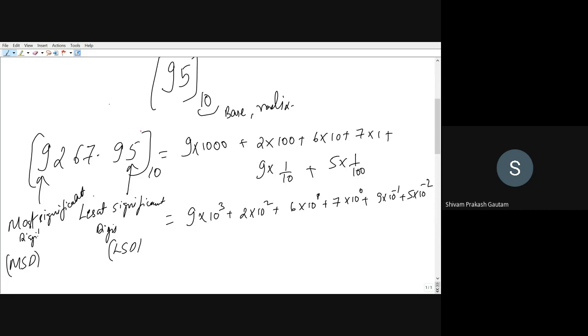With this way of bifurcation, we will understand the other number systems as well, be it binary, octal representation or hexadecimal representation. Now you see 10 to the power 3, 10 to the power 2, 10 to the power 1, because 10 is the base. If you calculate this, it will come out to be 9267.95. So this is how we represent the number system.